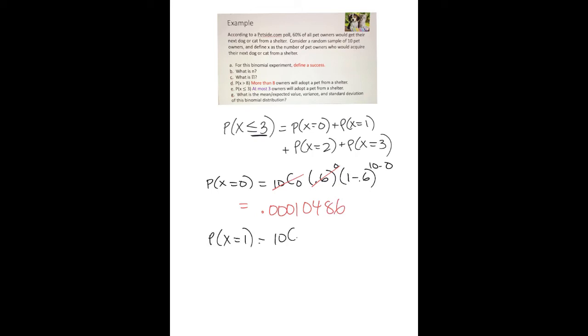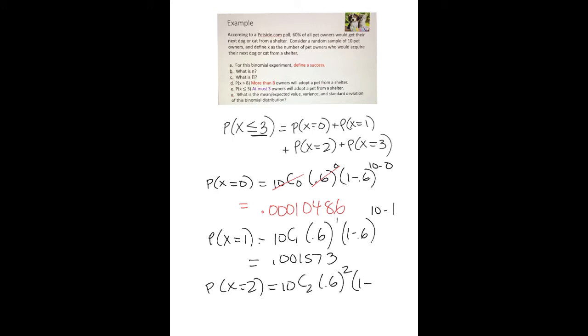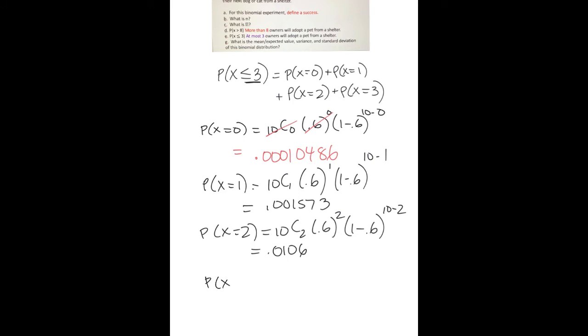Next, we need probability that X is 1. So we have 10 combination 1, 0.6 to the 1, 1 minus 0.6 to the 10 minus 1, which is equal to 0.001573. Probability that X is 2, we do 10 combination 2, 0.6 squared, 1 minus 0.6 to the 10 minus 2, and after some calculation we get 0.0106. And finally, probability that X is equal to 3 is 10 combination 3, 0.6 to the third, 1 minus 0.6 to the 10 minus 3.